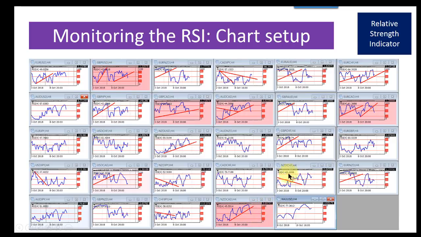There's a signal I can open up. The others are not really good signals. There's a nice signal I can open up and have a look at the chart on it. So this is how I would trade the RSI on a manual basis.